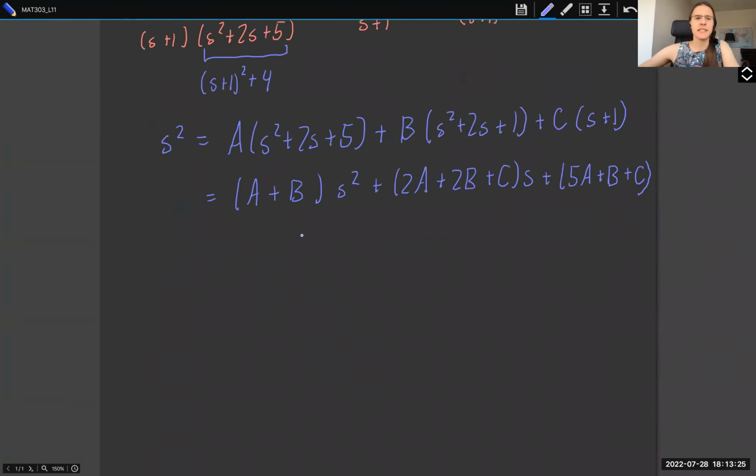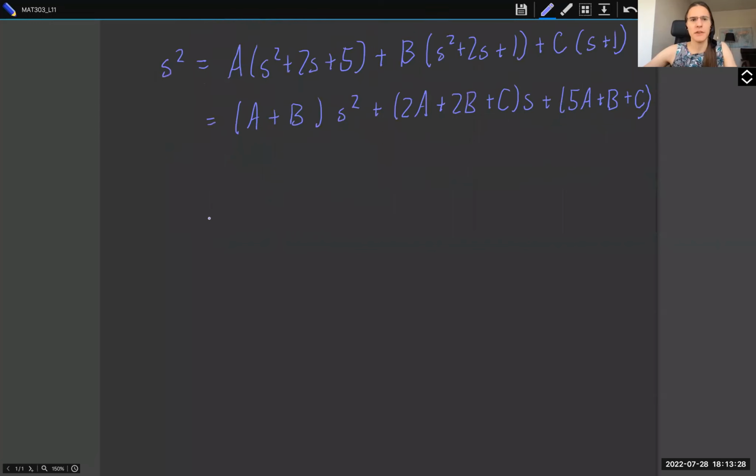And what that gives me is a system of equations, and we know how to solve systems of equations. So I'm going to write the s squared coefficient. And if I look at the s squared coefficient, I have a, b, 0c. Then I have 2a, 2b, c. Then I have 5a, b, c. And what I have is that if I put A, B, and C here, then this should give me 1 because there's a 1 in front of the s squared, and then these are zeros.